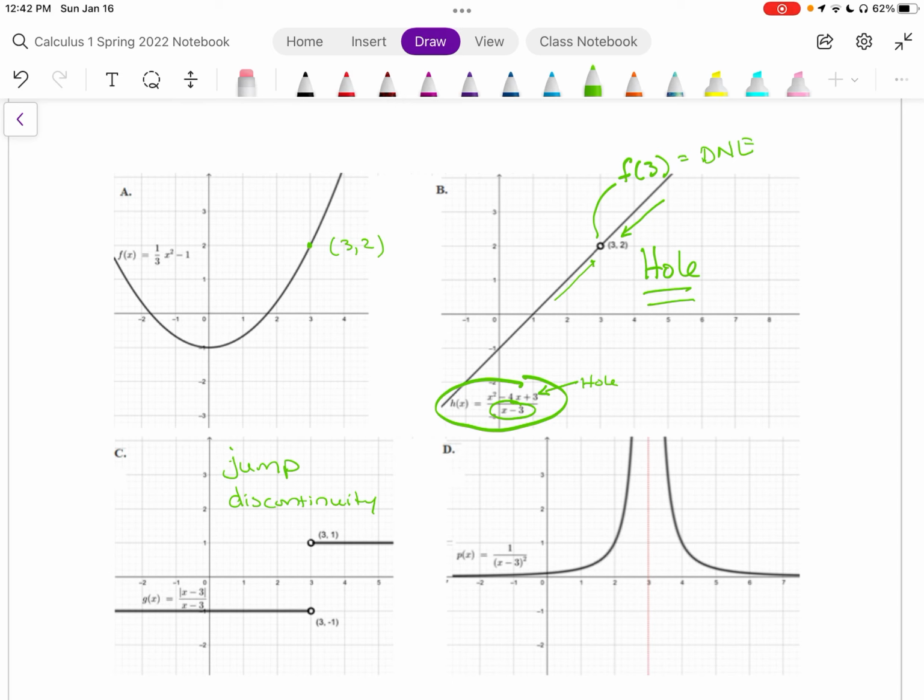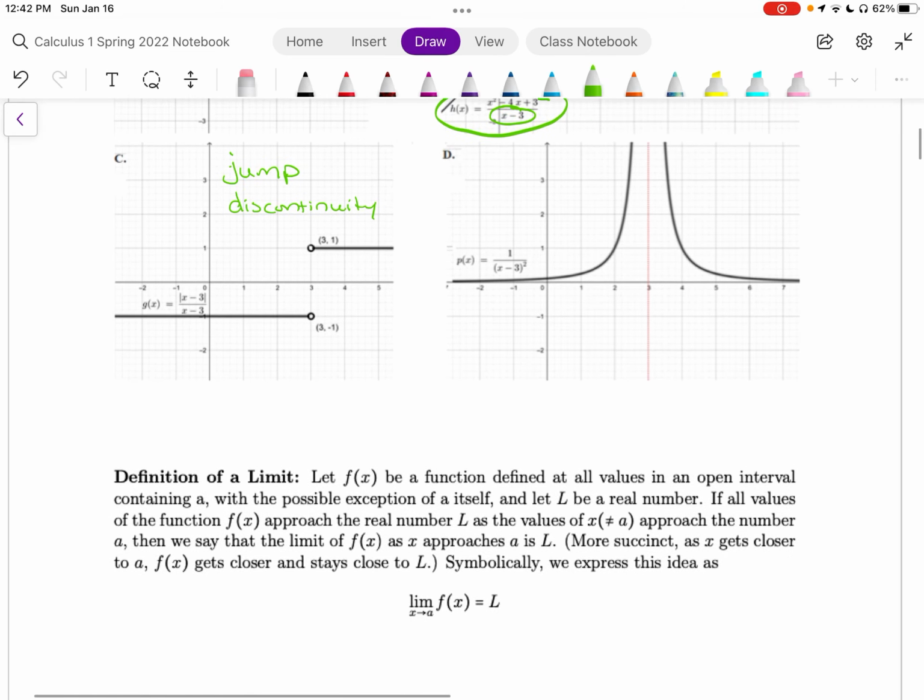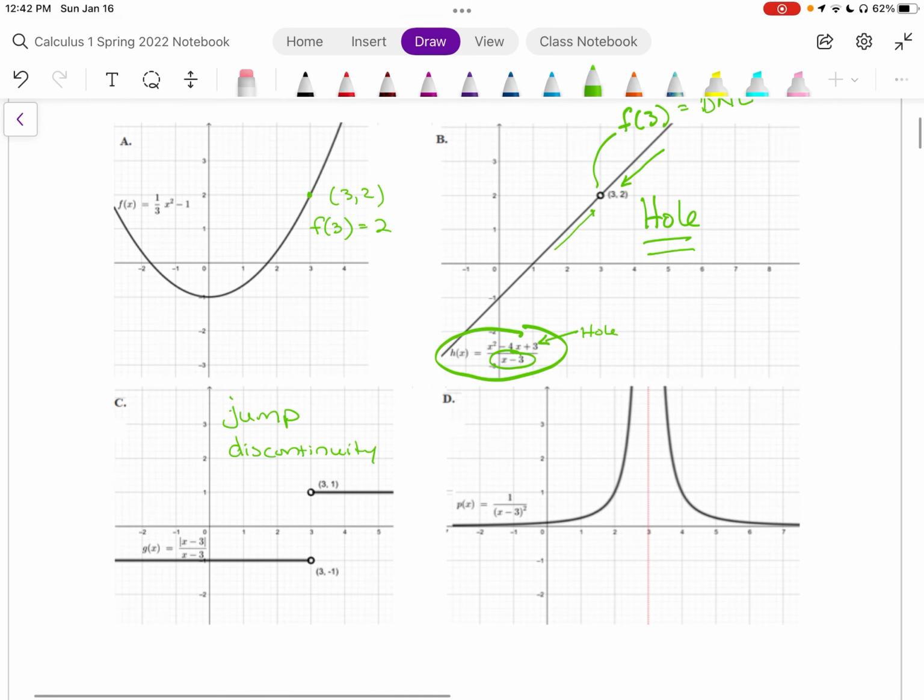In this case over here in A, you would say f of 3 is 2, right? F of 3 is 2. But if we come down here to C, we can see it also does not exist, just like in B. So we would say that f of 3, again, does not exist. It does not exist because this is a jump discontinuity. Okay, you can see the function is an absolute value function. Absolute value functions generally have jumps in them.